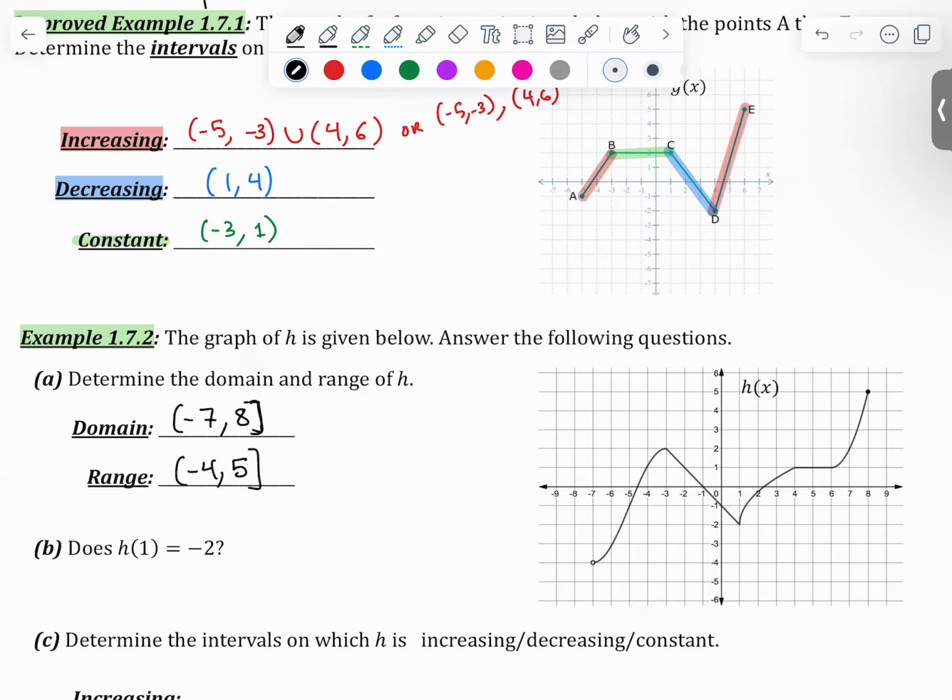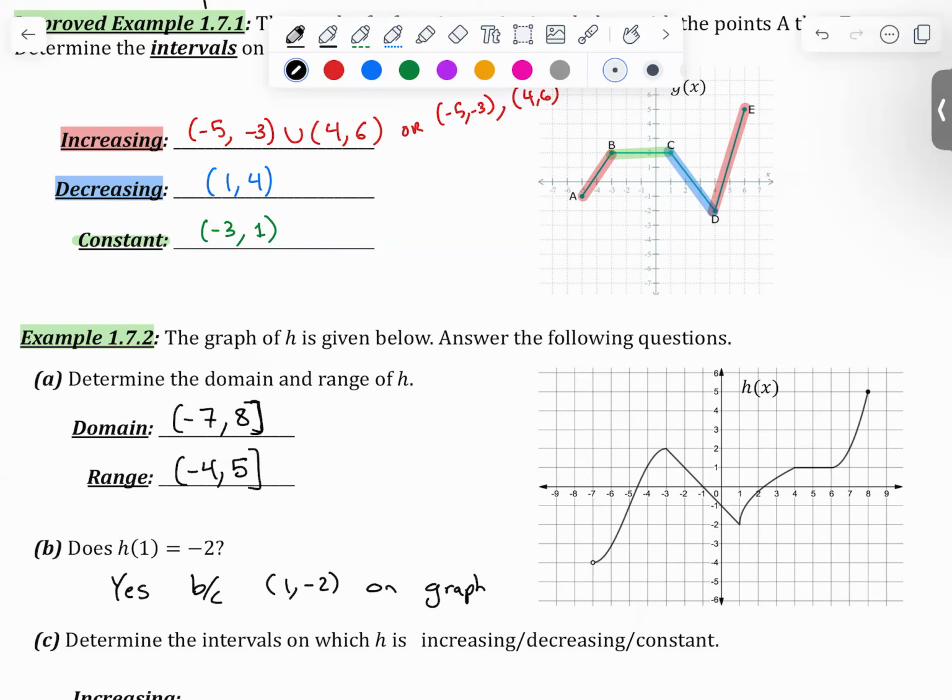Another reminder about function notation, what it means. So does h of 1 equal -2? Well, if h of 1 equaled -2, that would mean that the point 1 comma -2 is on the graph, which it is. So yes, because 1 comma -2 is on the graph. And that's my theorem from way back when, that a comma b is on the graph if and only if f of a is equal to b.